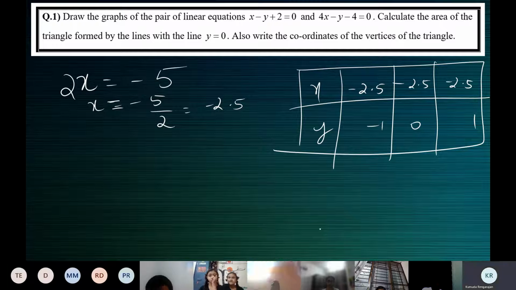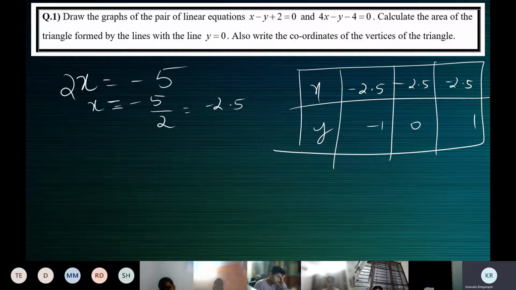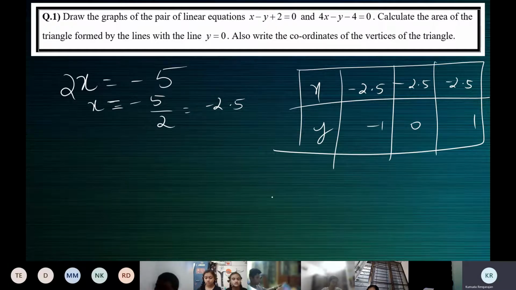Yes or no, children? This is what we understood in the last class. So here we have to just solve it. 2x is equal to -5. So x is equal to -5/2 or -2.5. You can write -5/2 also. X is always -2.5 for any value of y. Make a note of this. All this is important, because if you do not know how to make a table for this, you cannot get the line.